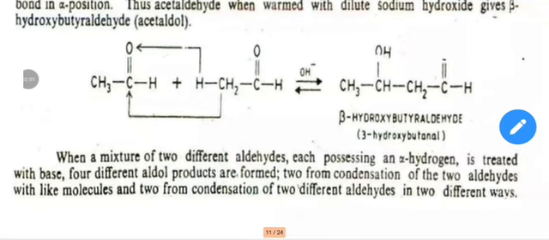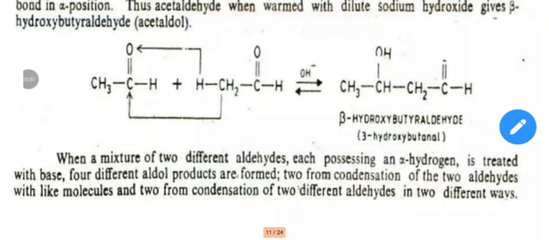When a mixture of different aldehydes, each possessing an alpha hydrogen, is treated with a base, four different aldol products are formed. In aldol condensation reaction, the same aldehydes are used, but in the crossed aldol condensation reaction, different aldehydes are used. The two different aldehydes, each possessing an alpha hydrogen, are treated with a base. Four different aldol products are formed.